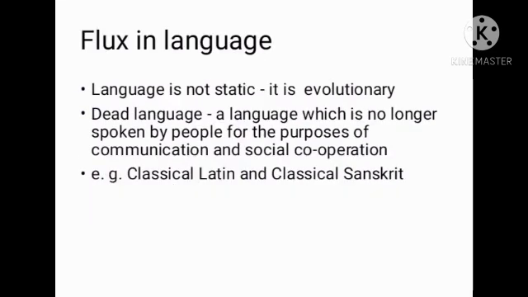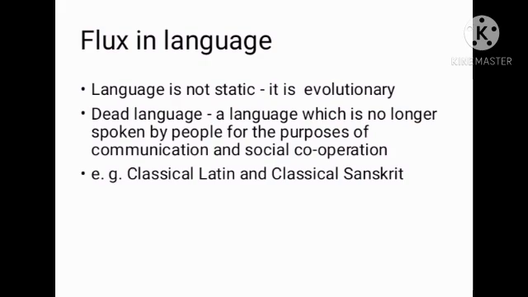Now I discuss a new topic, flux in language. My dear students, what is the meaning of the word flux? Yes, flux means change. You know, language is not static. It is evolutionary. Then, what do you mean by dead language? A dead language is a language which is no longer spoken by people for the purposes of communication and social cooperation. For example, classical Latin and classical Sanskrit.